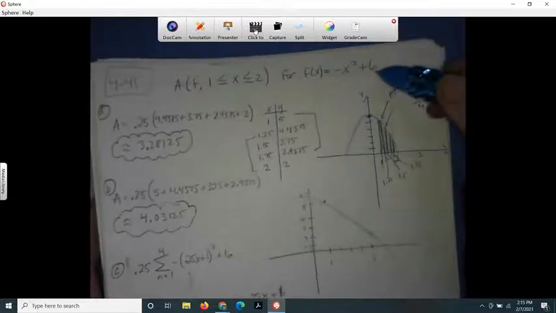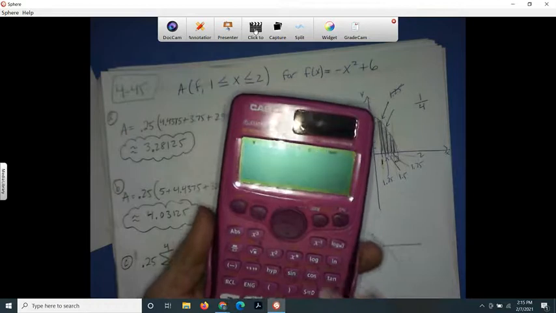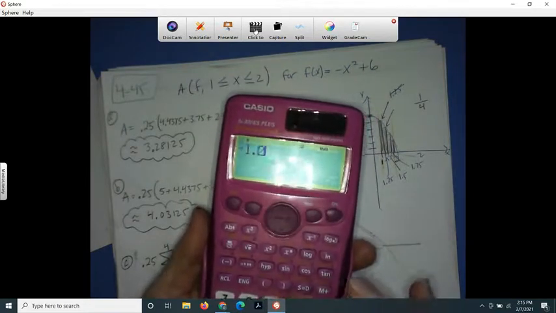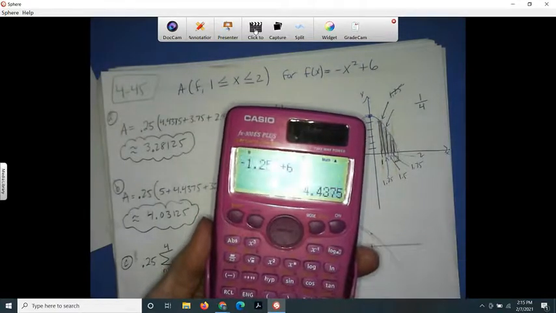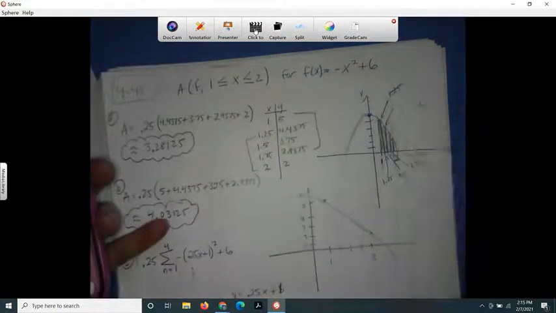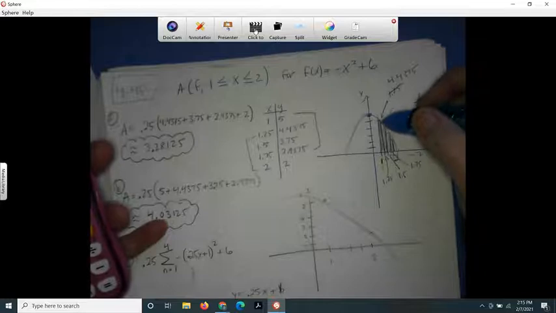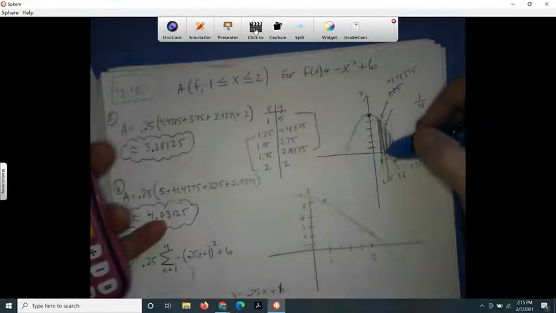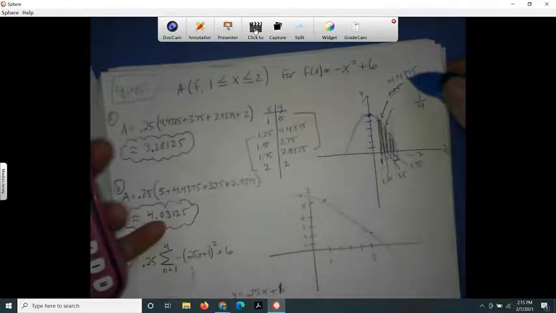Okay, so I'll just do it this one time with my calculator, but really I already calculated all of them. If I just went negative 1.25 squared plus 6, well, that's 4.4375. So this height is 4.4375. So if I want the area of this one little teensy weensy rectangle, it would be 0.25 across the bottom times 4.4375, because that gives me the height.